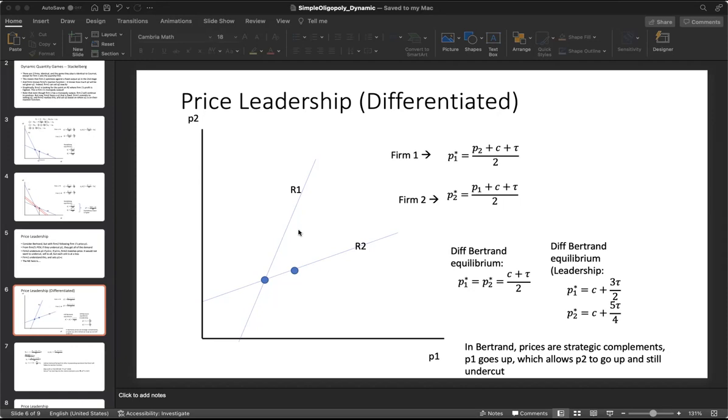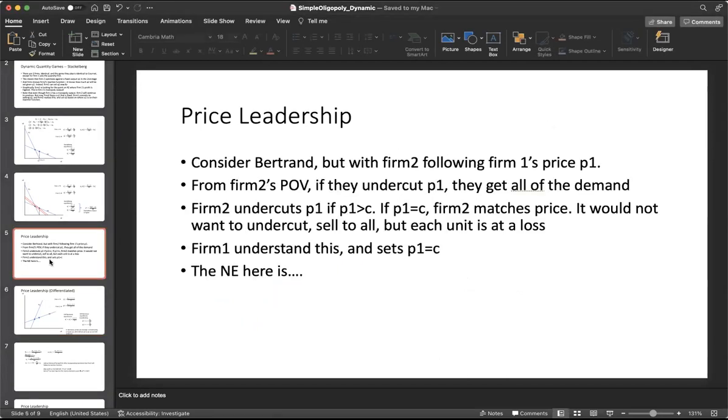And let's talk about leaders versus followers. The leader will go up to C plus 3 tau over 2, and then the follower will go up also. But I think someone already said, let me check the chat: P1 star is greater than P2 star. So therefore, the price leader has higher prices. That's what Leland and Jacob said. Okay, so that makes sense as well. When a price is set under Bertrand, for example, what will the follower do?